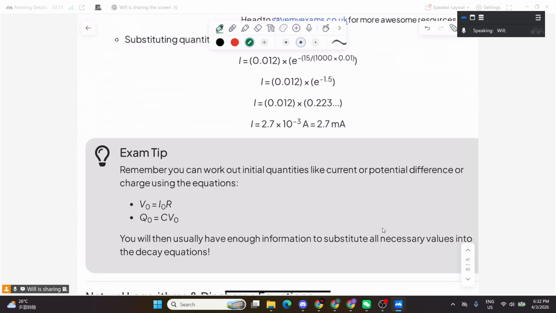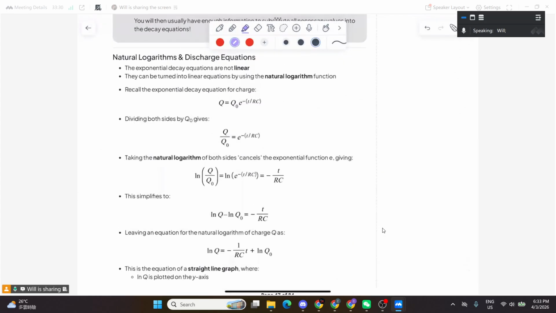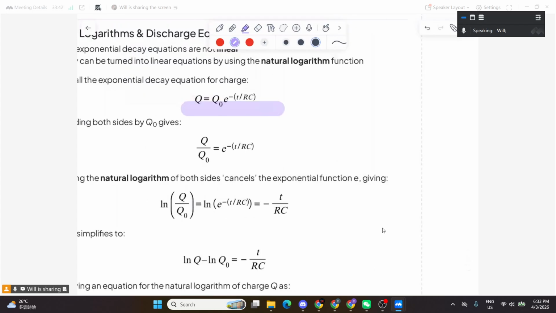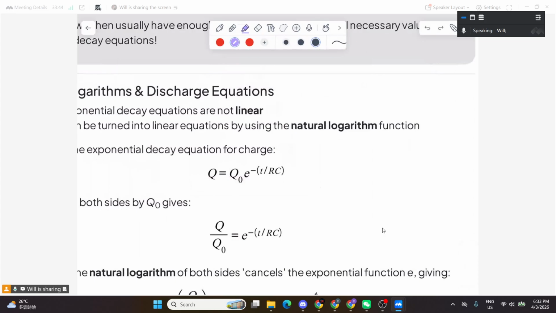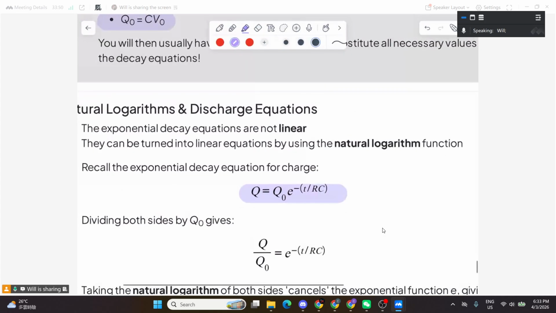So we have to remember the first formula, Ohm's law, and the second formula, the charge process. And look at this one. Then we will change the exponential decay into a log equation. You have learned the math, right? So we can use the formula to change the equation. How do we change this exponential equation into a log form?